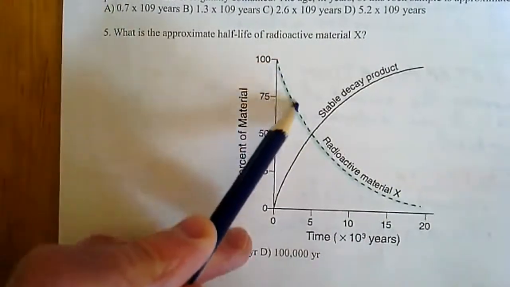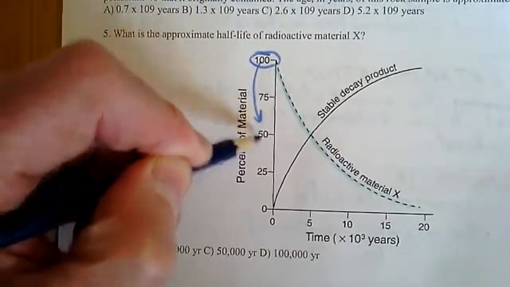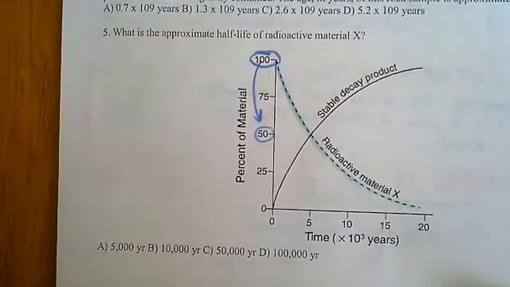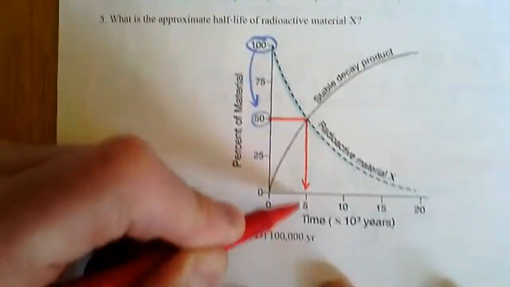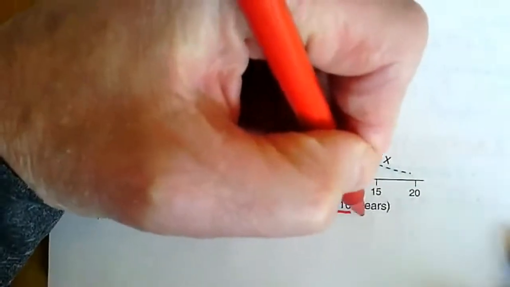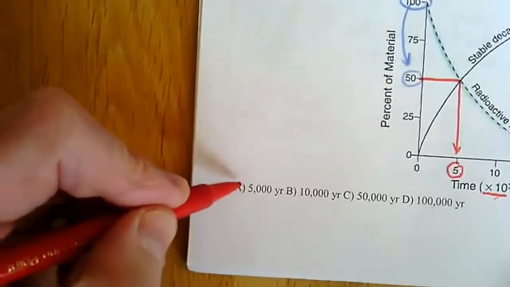So here is radioactive material X. What's that half-life? Well, we're starting with 100. Half of that would be 50. How long did it take to get to 50? I have to draw my line from 50 over to the line and then down. It took 5. Well, 5 what? 5 times 10 to the third years. Remember, times 10 to the third is another way to say 1,000. So 5,000 years. Correct answer is A.